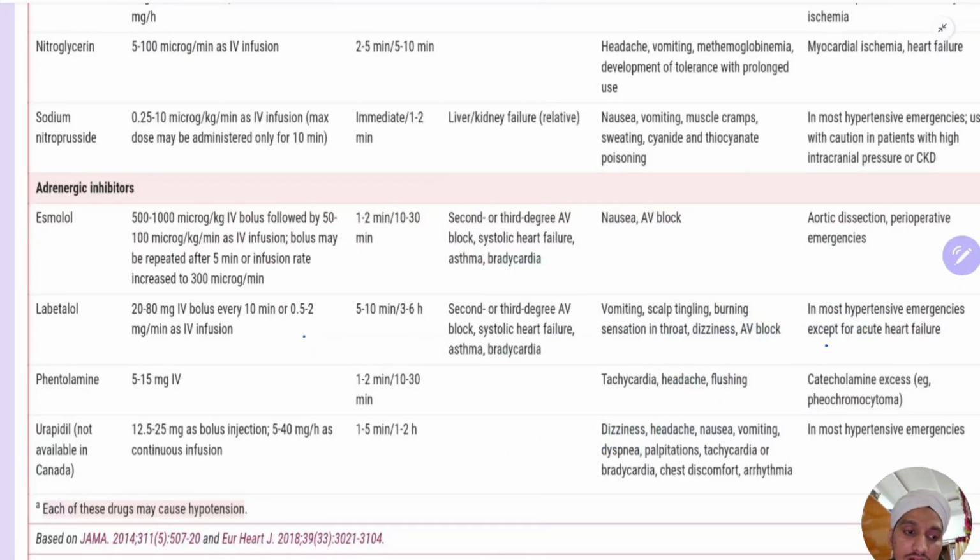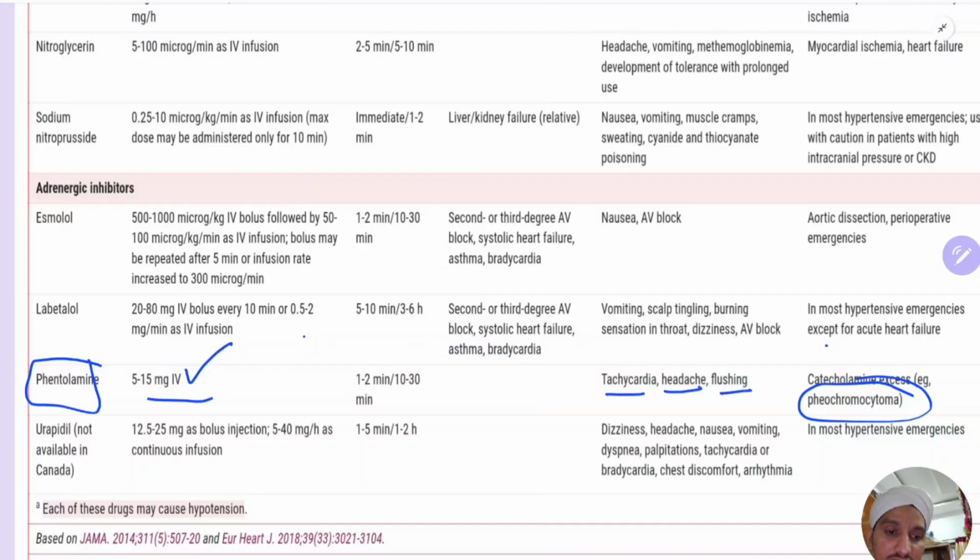Three important drugs: Labetalol, Nicardipine, Esmolol. Phentolamine is important, used in pheochromocytoma. 5 to 15 mg IV is given. What are the side effects? Tachycardia, headache, flushing. So it is used in pheochromocytoma.